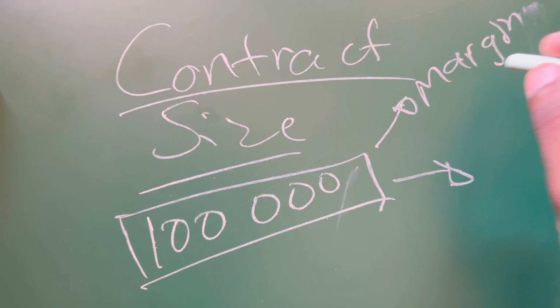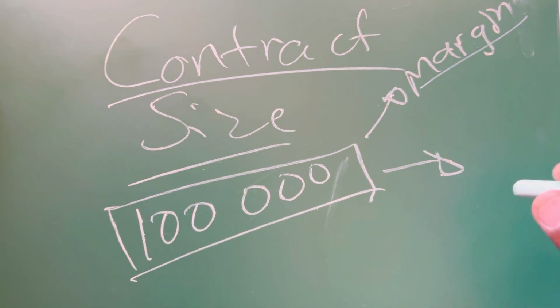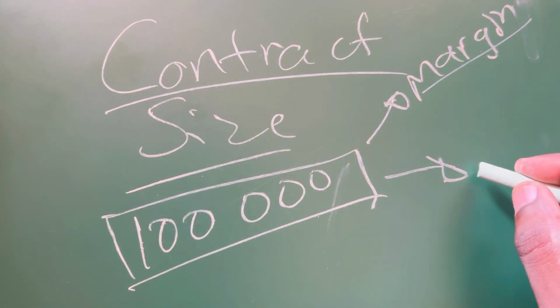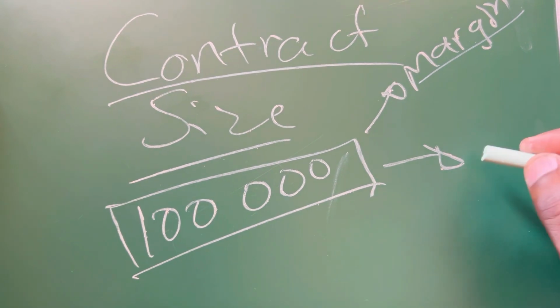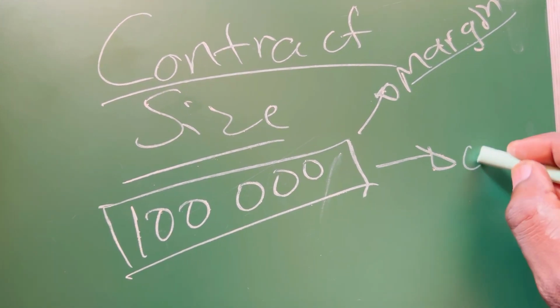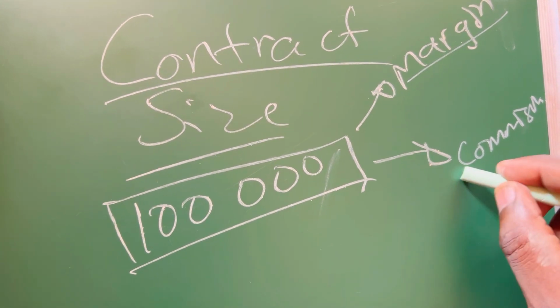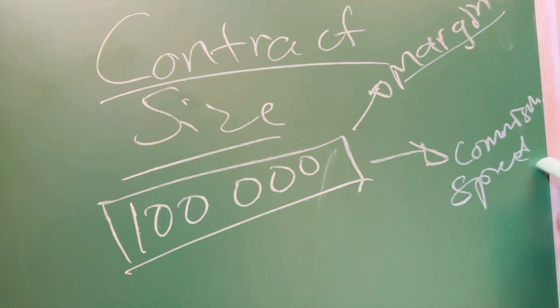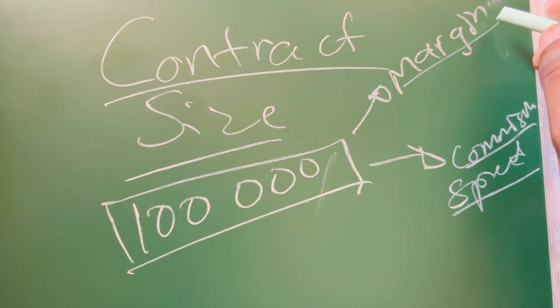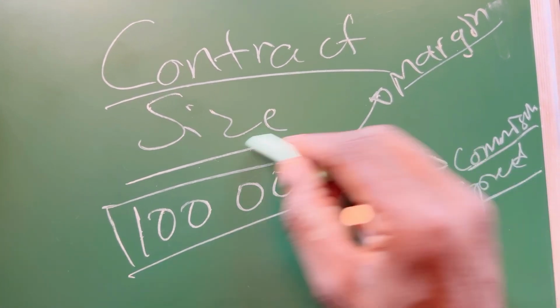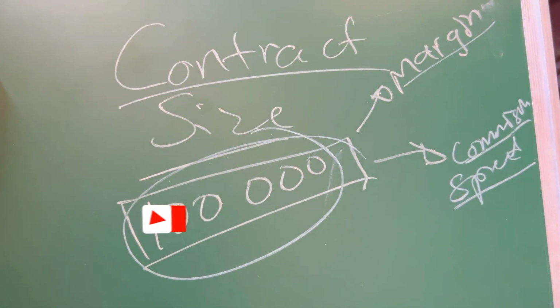Brokers are different, so brokers will be charging us commission, and they'll also be charging us spread in order for us to actually trade this number of units, which is the contract size.